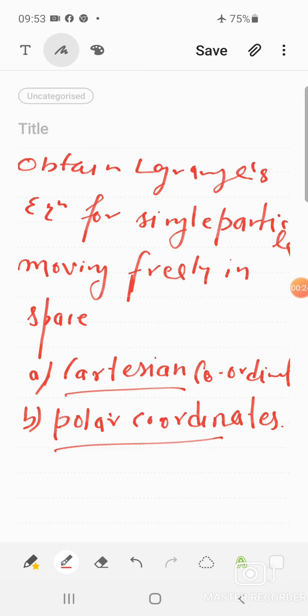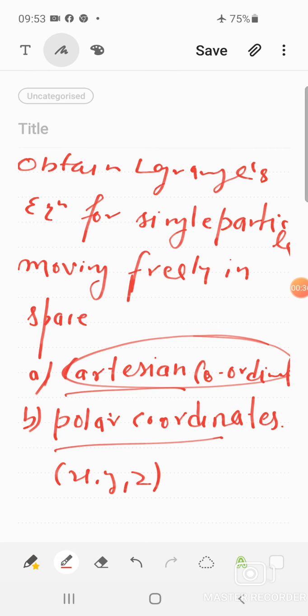Then let x, y and z be the Cartesian coordinates. Firstly, we will find out the solution in the Cartesian coordinate, then in the polar coordinate. For the Cartesian coordinate, let us suppose that the particle has the Cartesian coordinates x, y, z, whose equation of motion is to be determined.